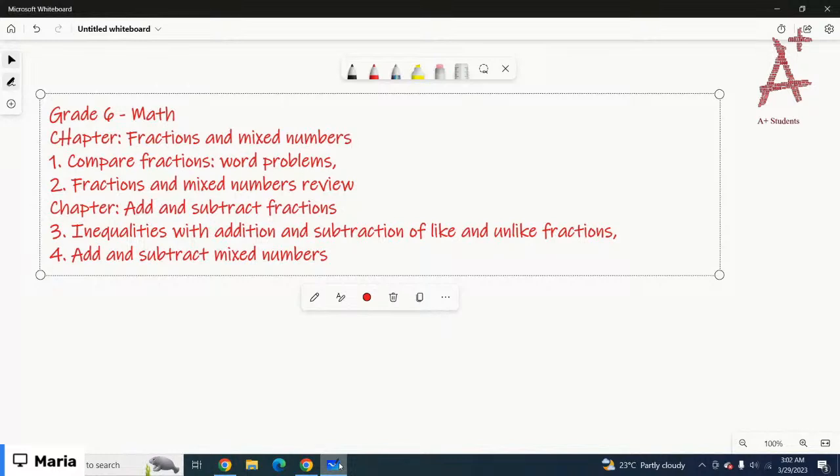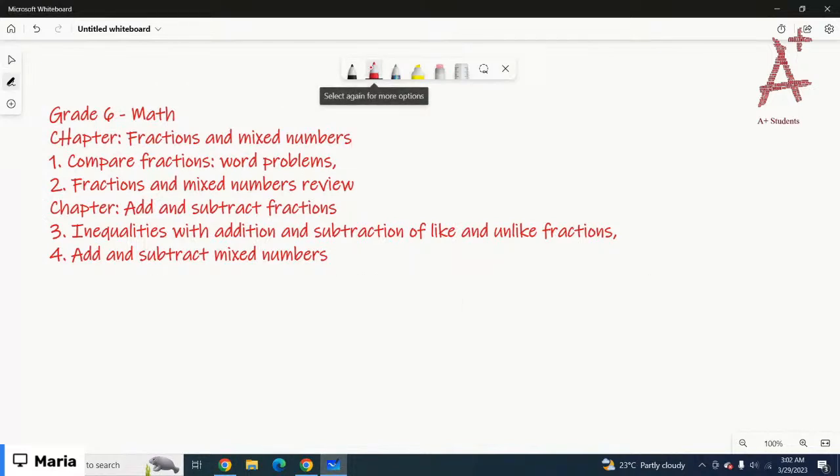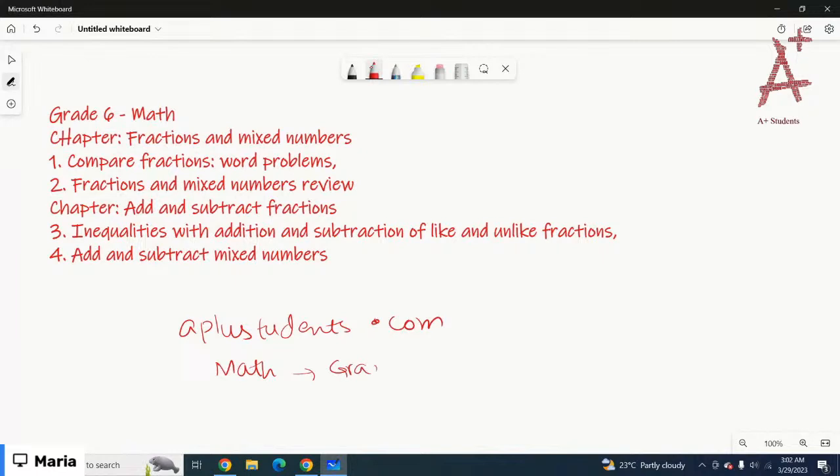So we're going to start with grade 6 maths. You can find all the lessons on aplusstudents.com. You have to log in there using your email address, and the password is provided by the administrator. Then you have to select math from the subject tab. Scroll down to grade 6 and then click on view all lessons.